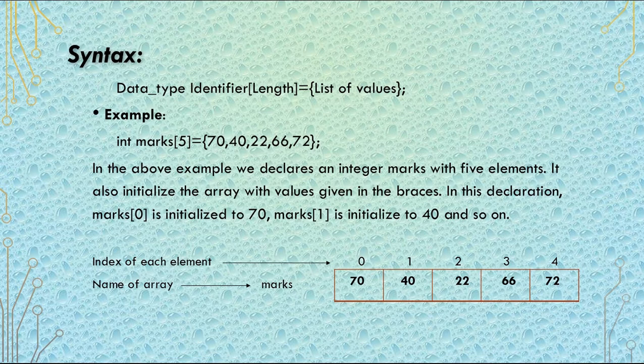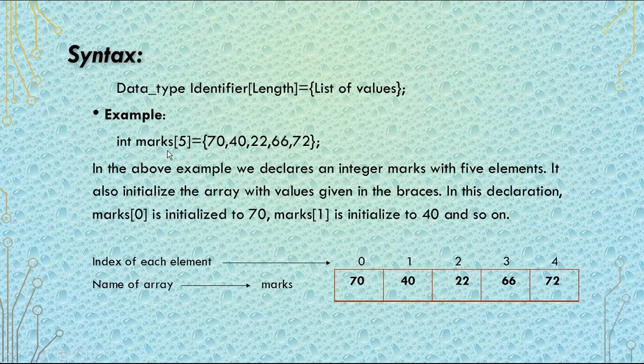So this is the syntax of initializing an array. Data type, identifier, length and list of values. As I said, data type indicates the data type of the values to be stored in the array. Identifier is the name of the array. Length is the total number of elements in the array. And list of values indicates the values to initialize the array. These values must be constants, and they are initialized with the equals to sign and after that a terminator.